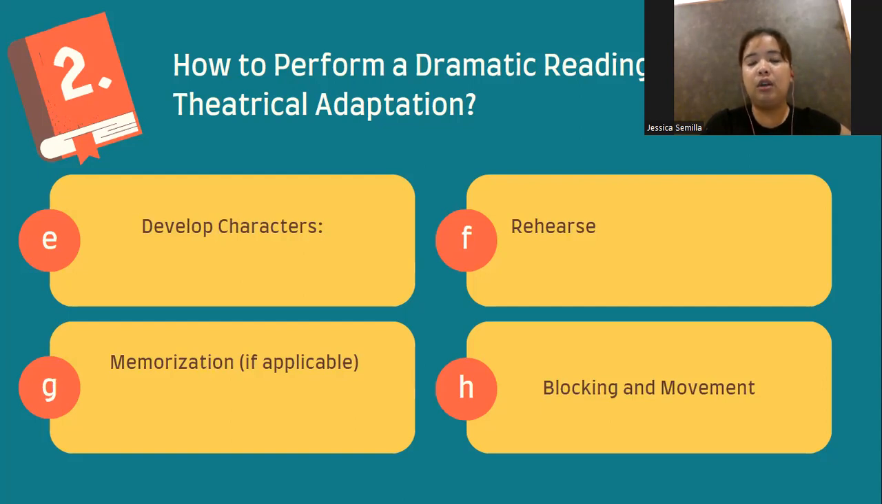And if you can memorize the lines, that's better. But if you cannot, just look into the core of the message for each line or each script that you are aligned with the different characters.